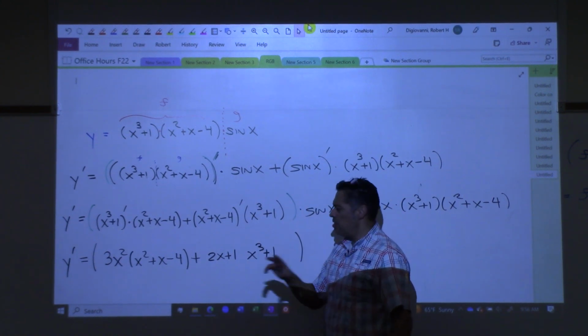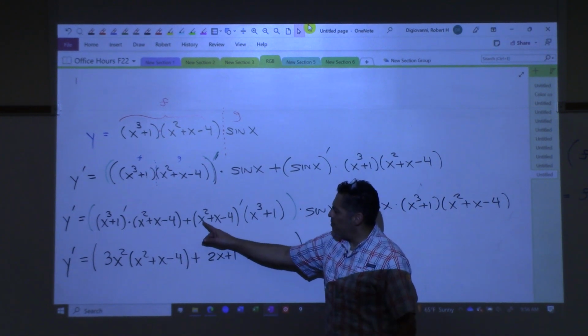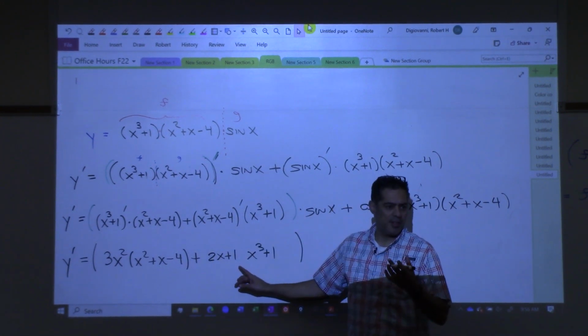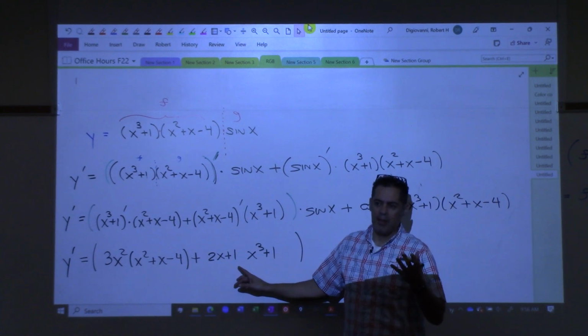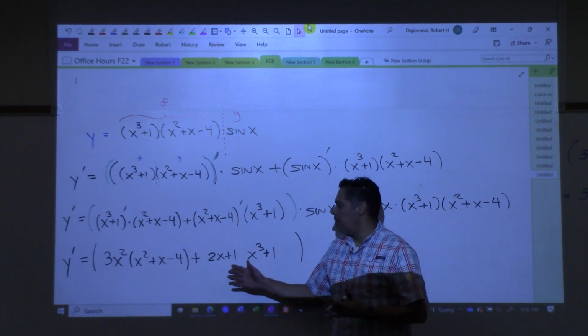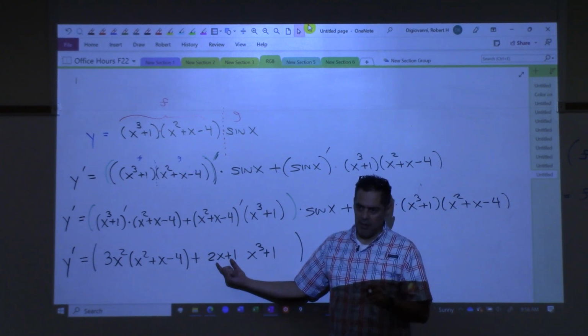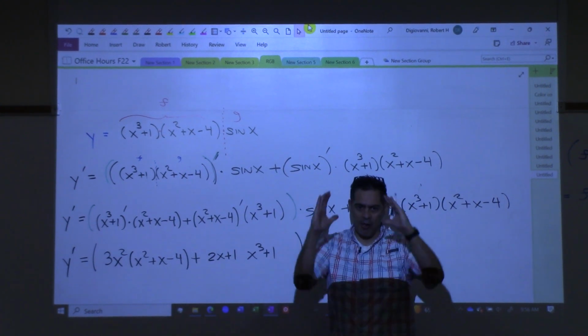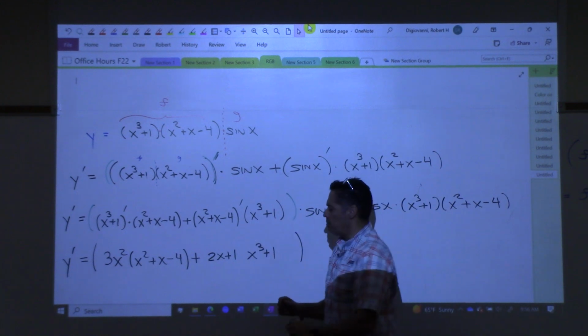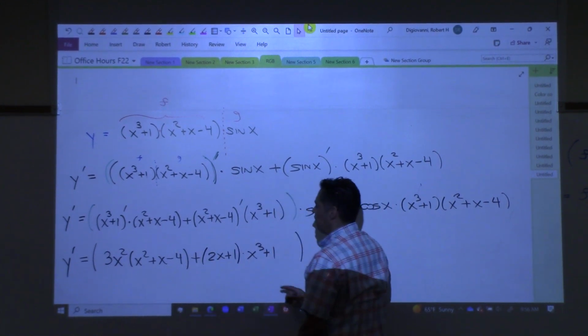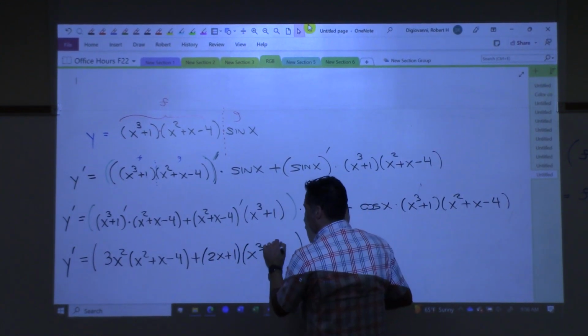So just some language here, just so you know. If you say that you want to write 2x plus 1 in parentheses, you could, of course, say, in parentheses. But math people, we like to say the quantity 2x plus 1. Okay, and that tells everyone we're talking about something in parentheses. The quantity 2x plus 1 times the quantity x cubed plus 1.